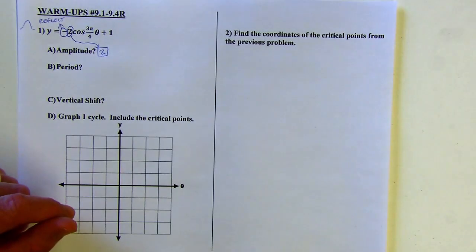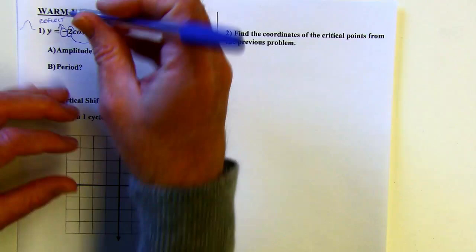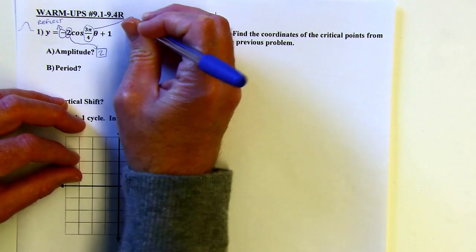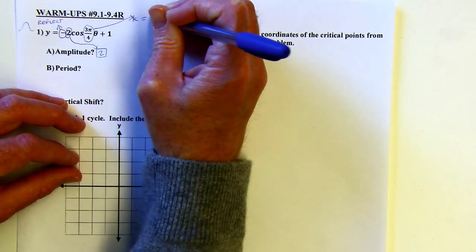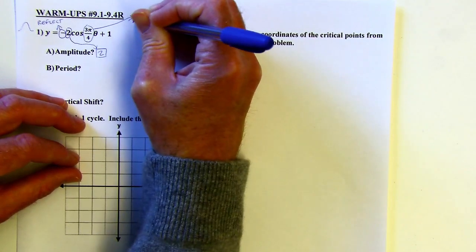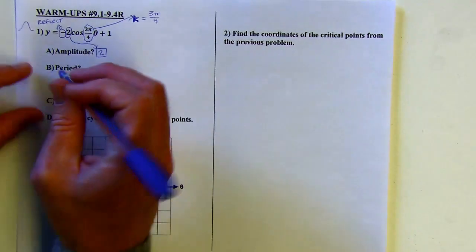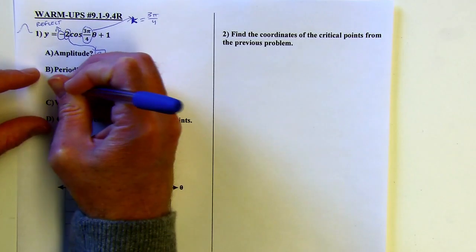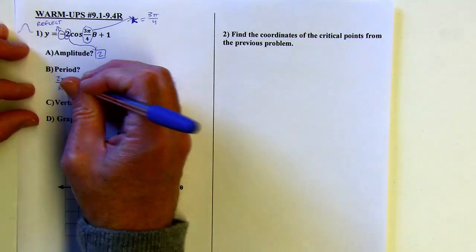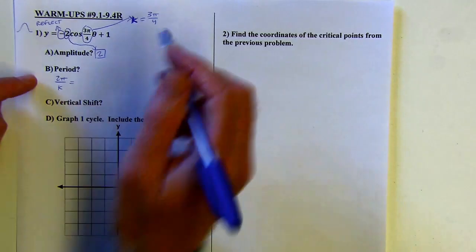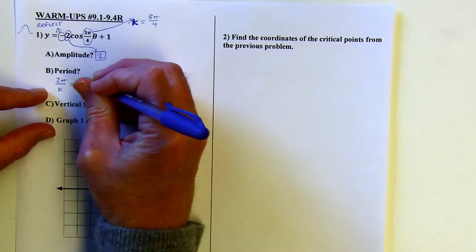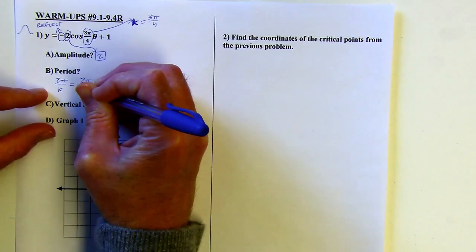Okay. All right, so then the period is going to come from this coefficient, but that is not the period itself. This is the k value. So k equals 3 pi over 4. Okay, that's supposed to be a k there. And the period is going to come from this little formula, 2 pi over k. So my k is 3 pi over 4, so I'm going to have 2 pi over that fraction. 2 pi over 3 pi over 4.